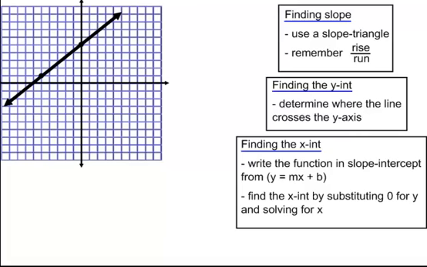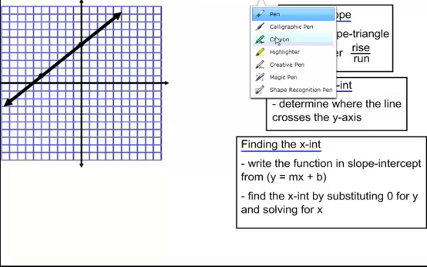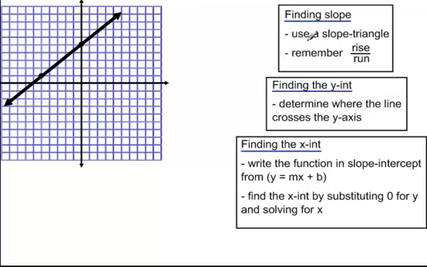So let's start over here with a simple set of steps. Finding slope. We're going to use a slope triangle from one point to another. And we're going to remember that the rise is on top, the run is on the bottom, because the y minus y over the x minus x is your slope formula. So we're just doing it on a graph rather than mathematically.